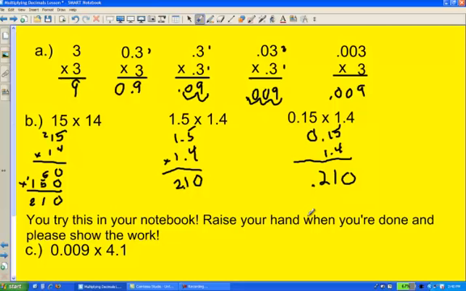Now, you try this one in your notebook. Raise your hand when you're done, and please show the work. Mr. McGinnis will come around and look to see that you've done it right. So it says 9 thousandths times 4 1/10. And you can just pause the video until you're done with this problem.